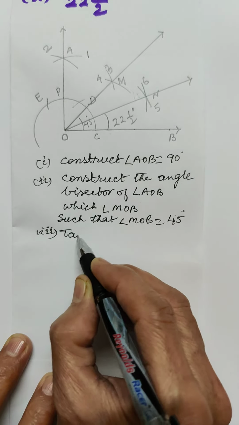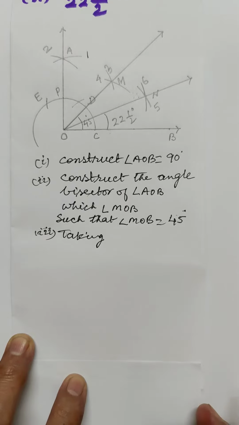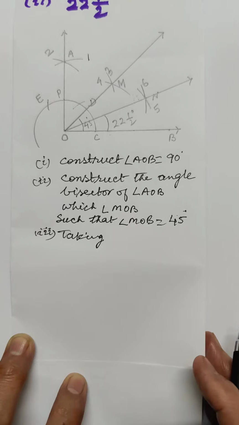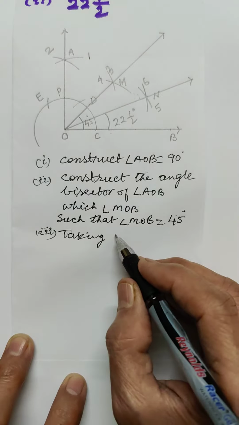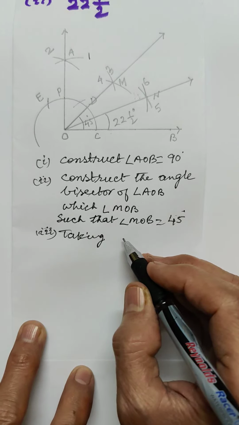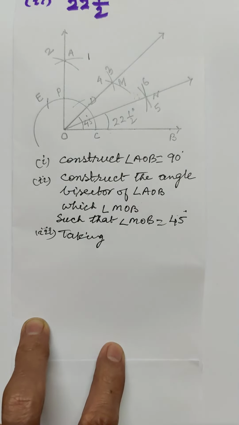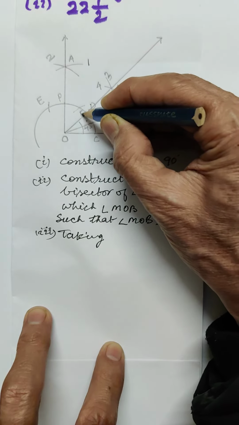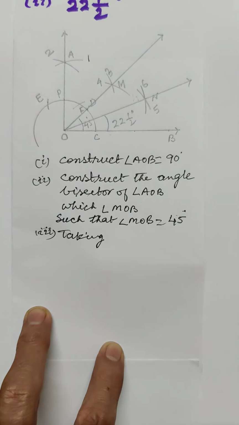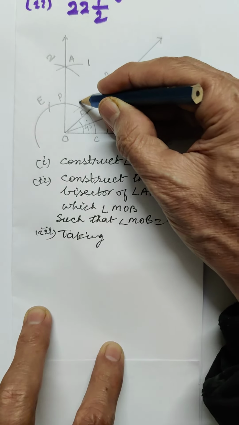Taking C and M as a center, say this is point F, sorry, this point is F. This point is D.